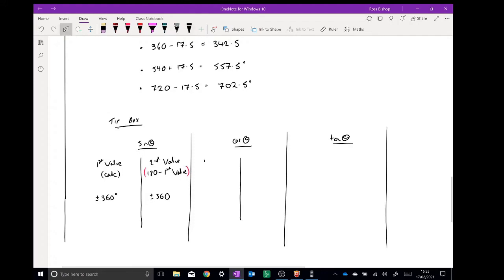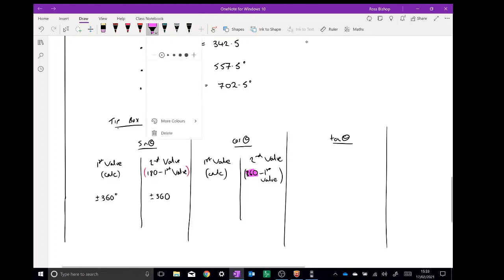Right, cos, first value, is very similar to sine. First value you get from the calculator. Second value you get from 360 minus the first value. Okay, so the only difference here is it's 360 rather than 180.